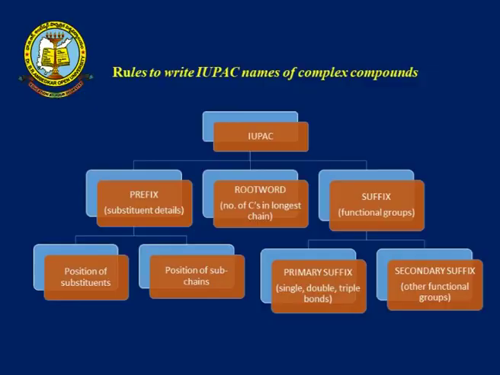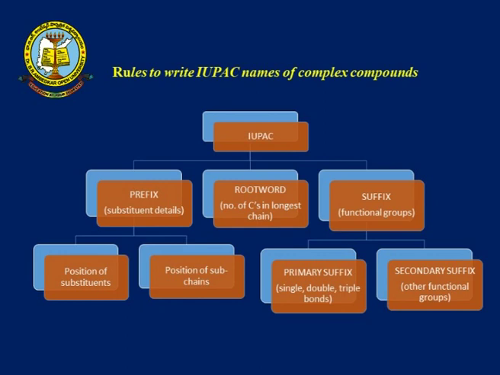Now, we will look into this system of naming the organic compounds. In short, I have shown here as a flow sheet. Here the IUPAC name consists of 3 parts.